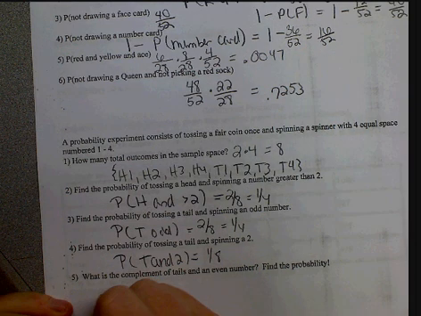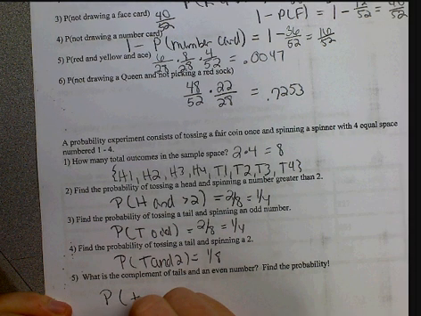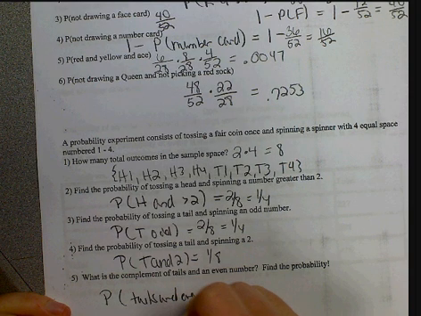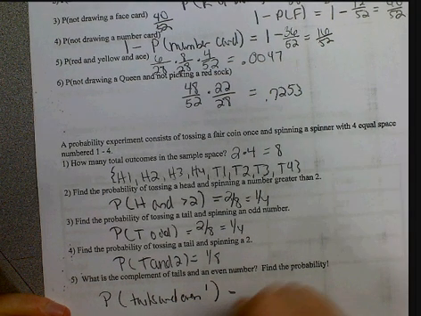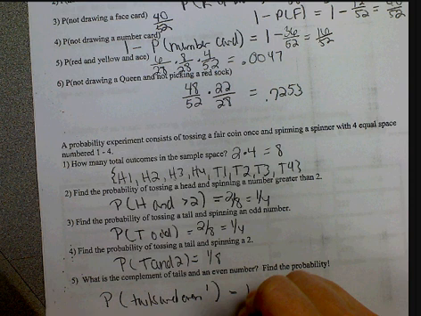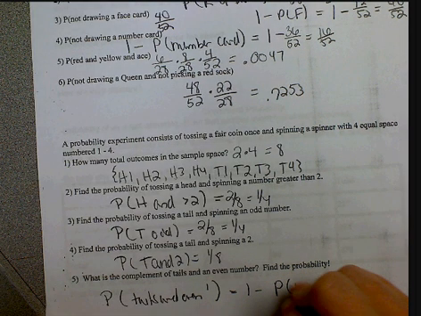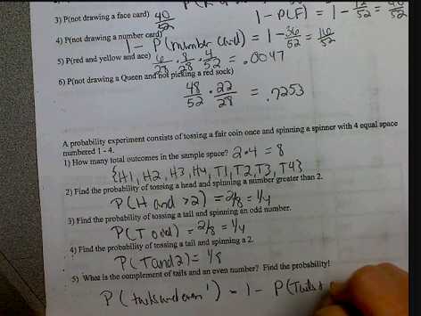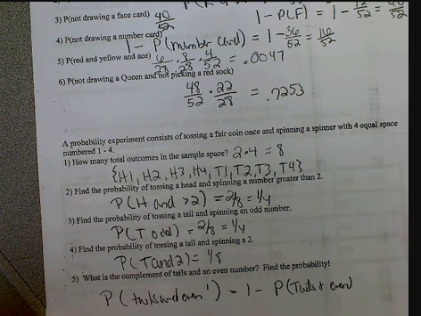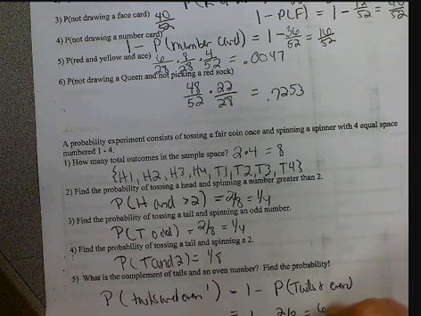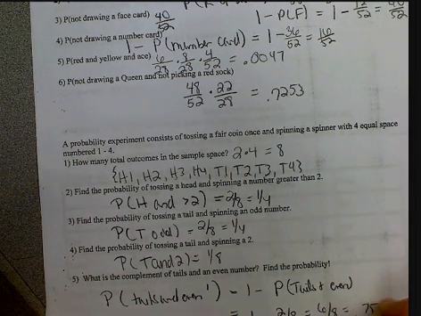What would be the complement of tails and an even number? So what would be the probability of tails and even number? What would be the complement of that? It would be 1 minus the probability of tails and even number. So that would be 1 minus 2/8, which is 6/8 or 0.75.